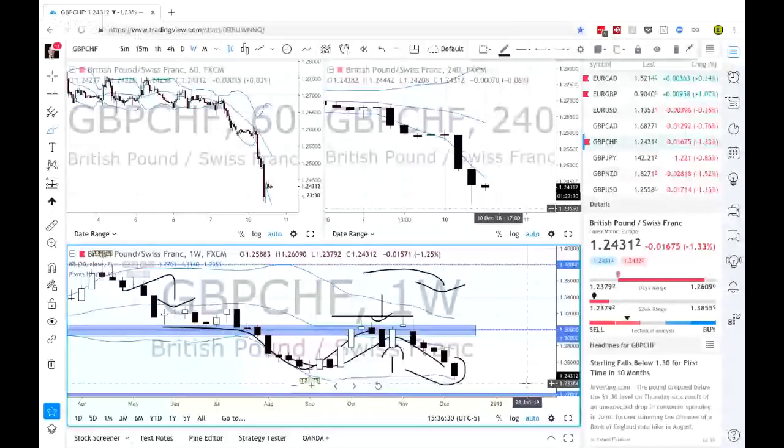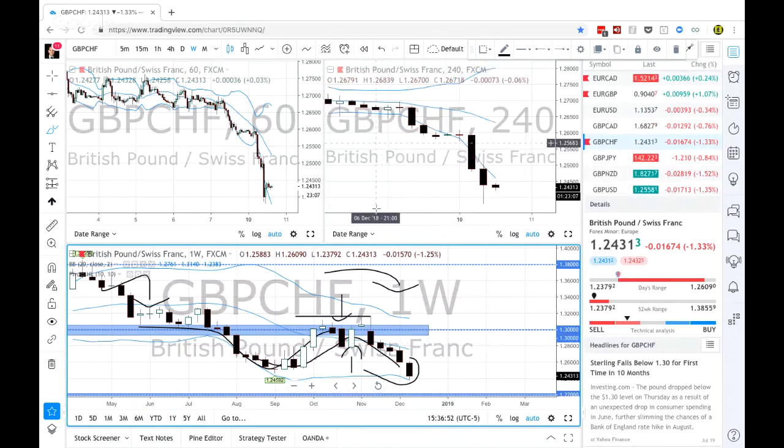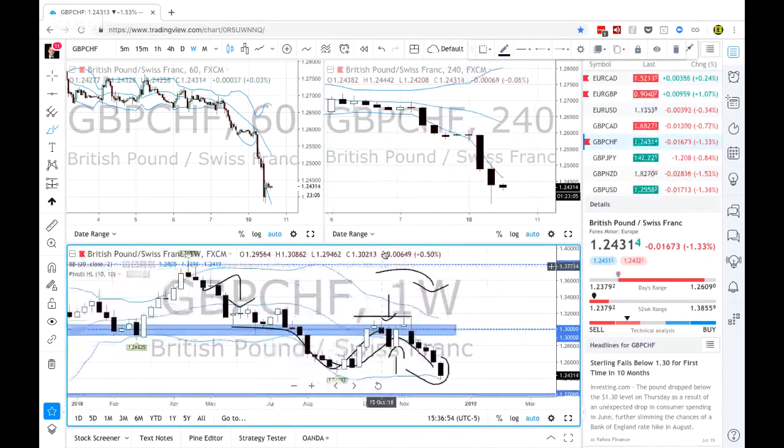So GBP-CHF, it's close to a support area at 1.22. Good place to look for a bullish setup. We're not there yet. We're 100, like 200 something pips above. But when it gets to 1.22, I'll look for bullish trades on this pair. I've flagged it a little bit earlier because I want to be careful and pay attention.